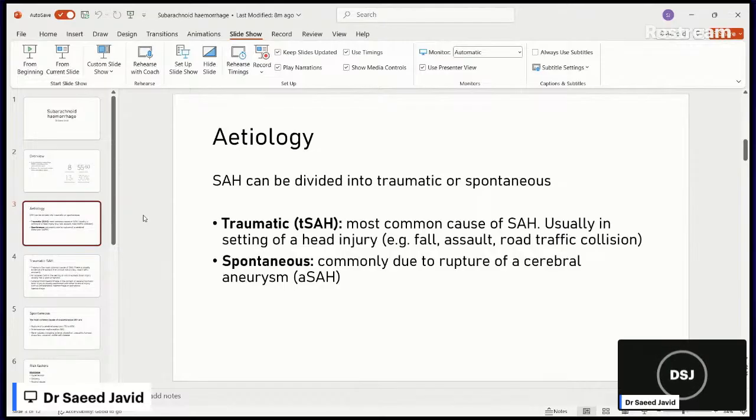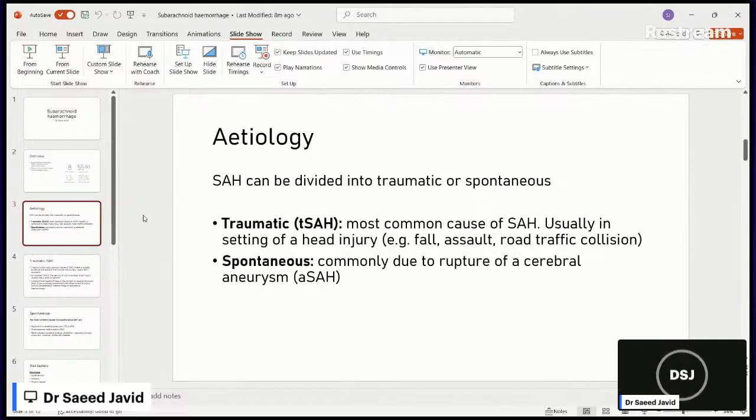Traumatic subarachnoid hemorrhages are the most common cause of a subarachnoid hemorrhage, and it's in the setting of things like a head injury. So let's say somebody's had a nasty fall, or they've been assaulted with a baseball bat, or even a road traffic collision, a high-speed road traffic collision. Those are usually the most common cause. A spontaneous subarachnoid hemorrhage is usually due to the rupture of what we call a cerebral aneurysm.